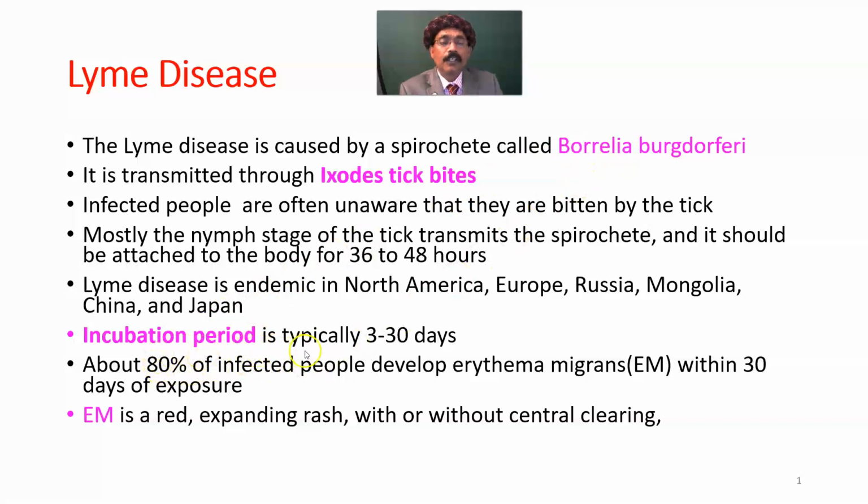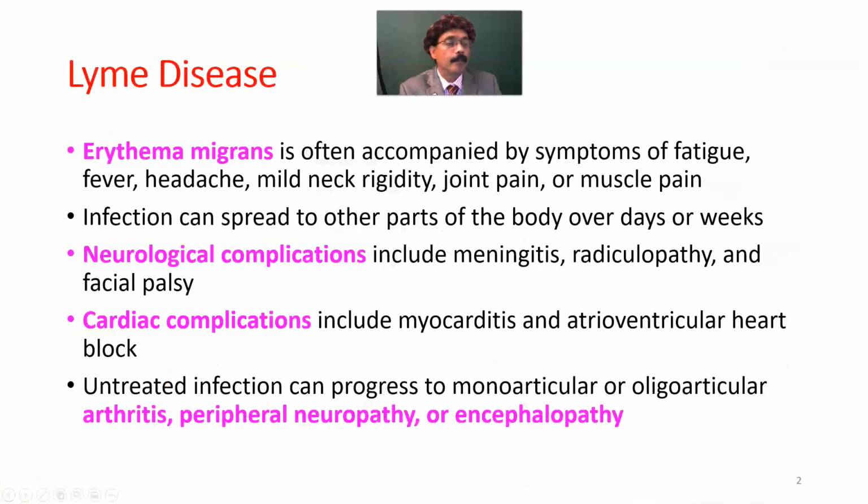The incubation period is 3 to 30 days. About 80% of infected people develop erythema migrans, which looks like a bull's eye, within 30 days of exposure. Erythema migrans is a red, expanding rash with or without central clearing. It is often accompanied by symptoms of fatigue, fever, headache, mild neck rigidity, joint pain, and muscle pain: myalgia, arthralgia, and neck rigidity.